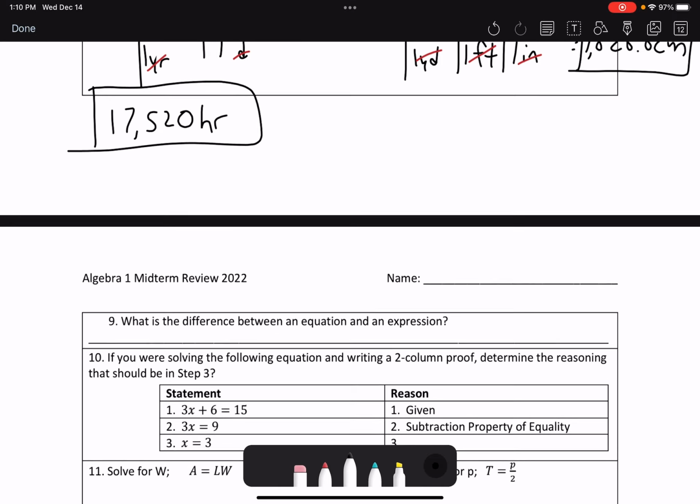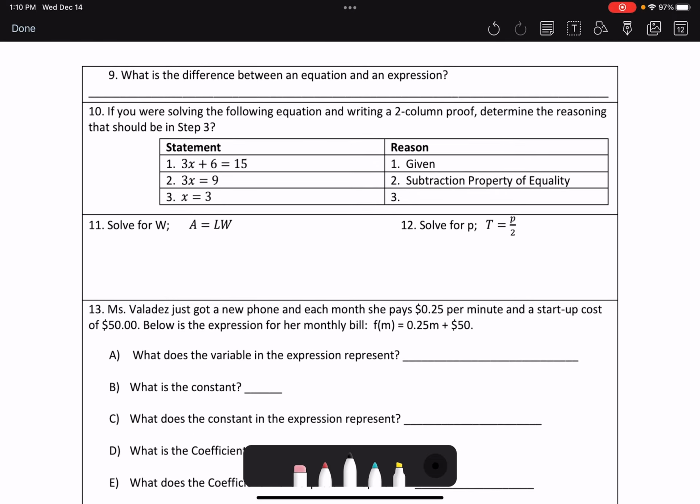That's the first page of Unit 1, so let's go ahead and move on to the second page. Problem 9 says, what's the difference between an equation and an expression? Well, an equation is going to have an equal sign. An expression does not have an equal sign. An equation, you can solve for something. An expression, you're going to simplify.